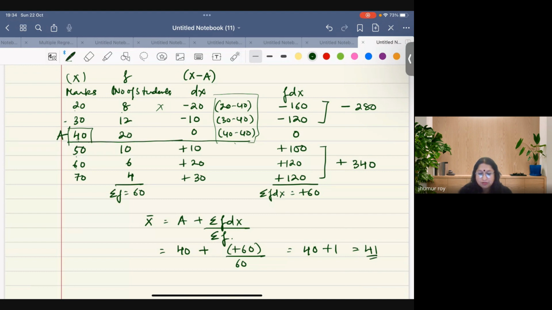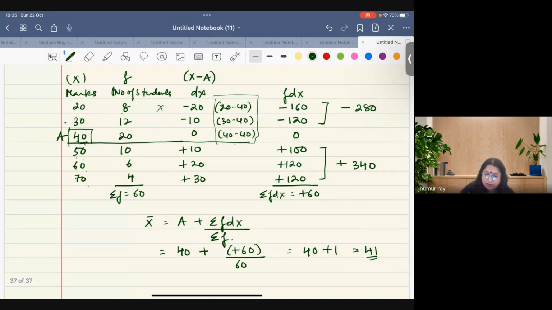But in this method, what we do is we take any central value. I have taken 40, you can take 50, you can take 30, any value that you want. Then we calculate deviation from this value. That means this is the main value. So I have taken first value minus 40: 20 minus 40, then 30 minus 40, then 50 minus 40, 60 minus 40, 70 minus 40. That has given you dx, x minus a.